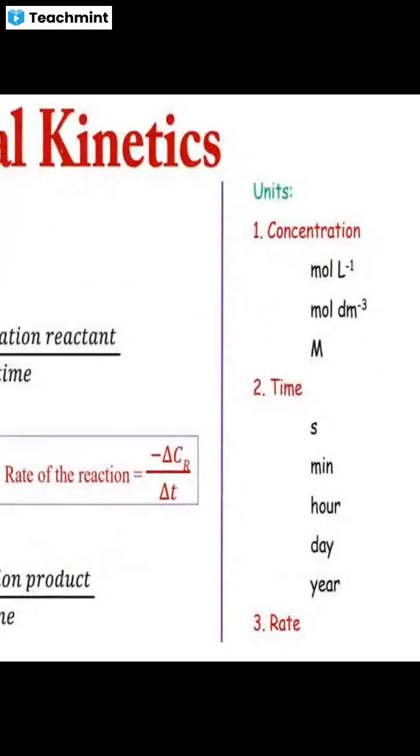That is the concentration, given as mole per liter. The change in concentration is expressed in terms of molarity. Molarity is the number of moles per volume of the solution. Number of moles we represent as mole, and volume of the solution as liter. So we call it mole per liter. Otherwise we can use mole per decimeter cube, or molarity. So we can use different units.